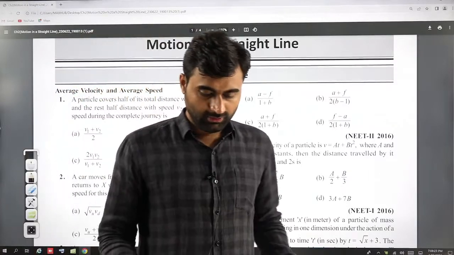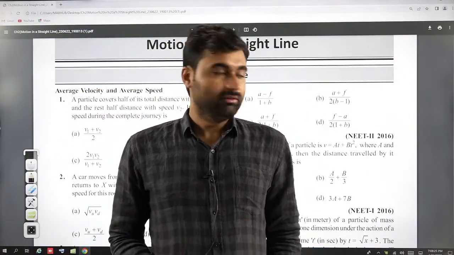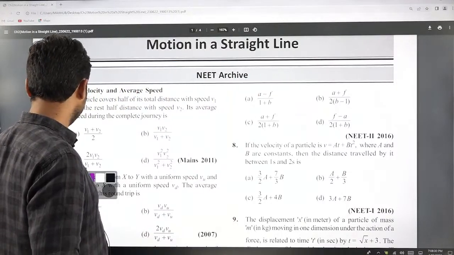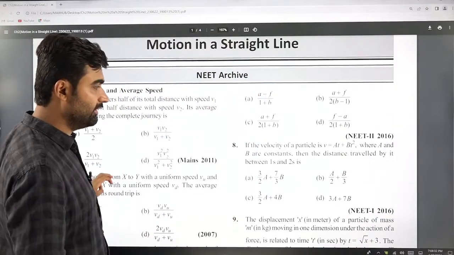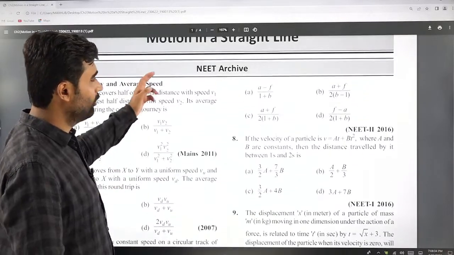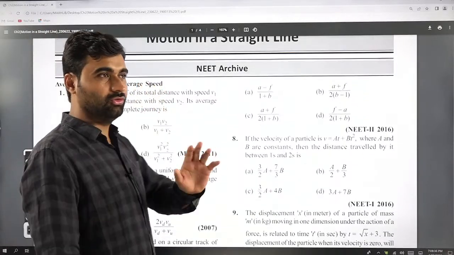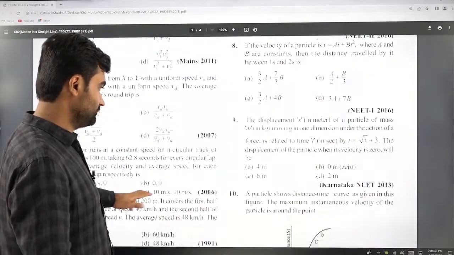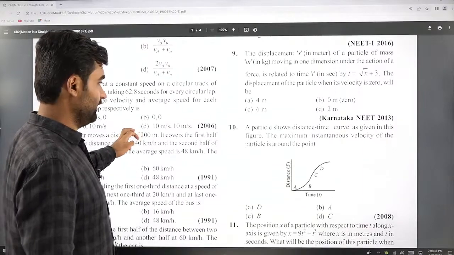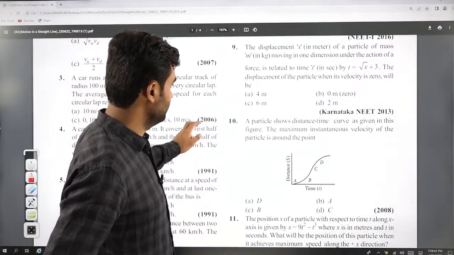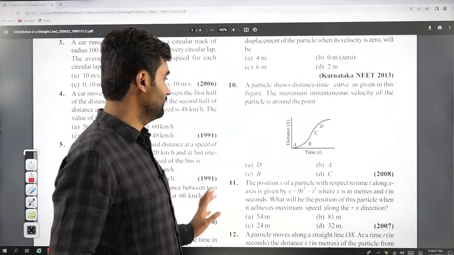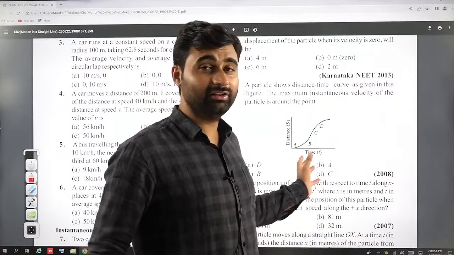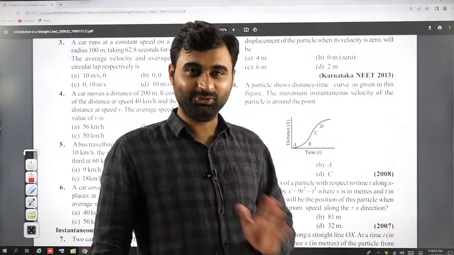Okay, so first we will start from this question. Whatever questions were asked in the NEET exam from this motion in a straight line, all those graphical questions we will discuss today. So this is question number 10, this question came in 2008. Year doesn't matter, what matters is whether we are able to solve this question or not.